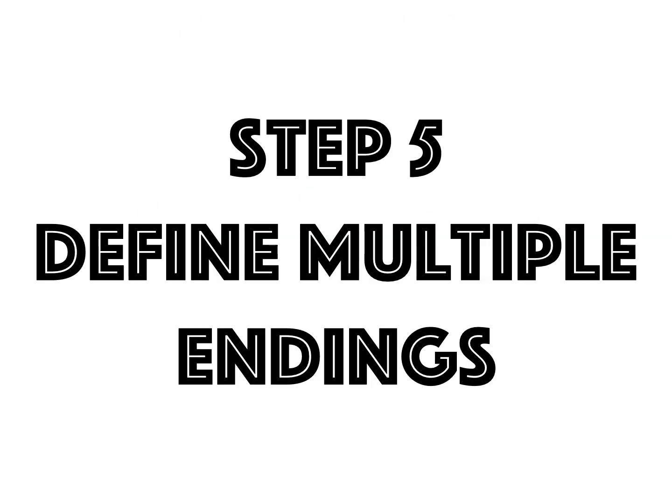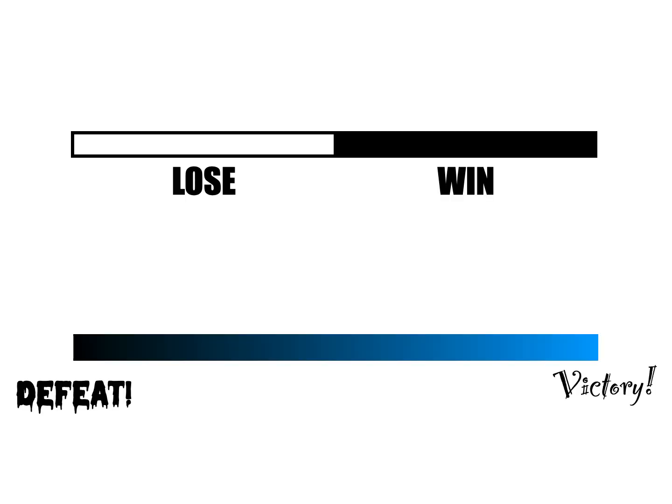Step 5. Define multiple endings. A story world needs multiple endings, and not just different endings, but different kinds of endings. Here's where you dump the game's Weltanschauung that games are either won or lost. In the game's Weltanschauung, there are only two possible endings to a game. You win or you lose.